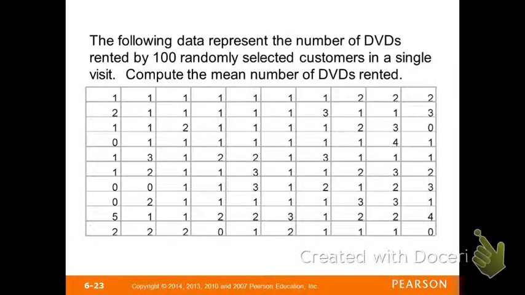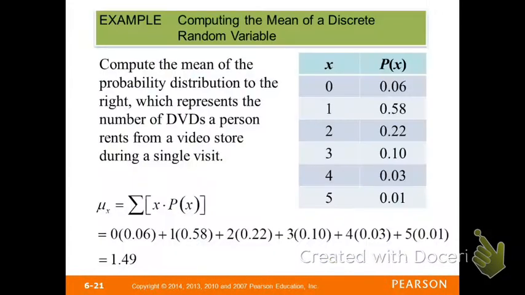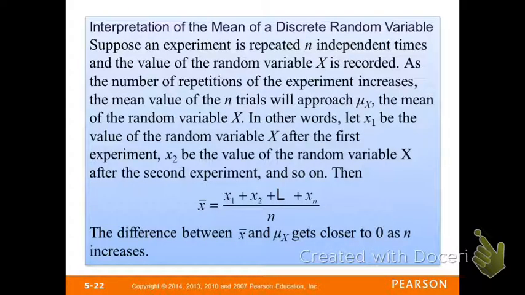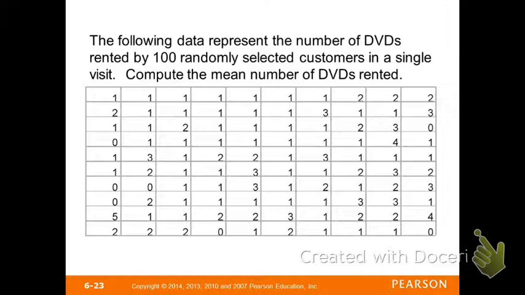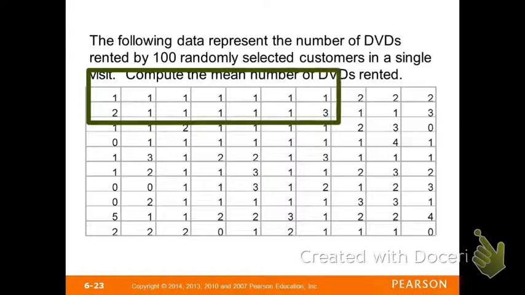The following data represents the number of DVDs rented at a video store, and we're still working with the same table from a few slides back, the same scenario. This is population data, and we found that the population mean was 1.49. So the average person that walks in rents 1.49 DVDs. If we just took a sample of this, let's say we only looked at these customers right here.